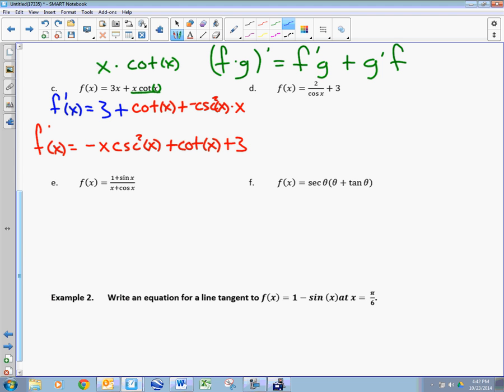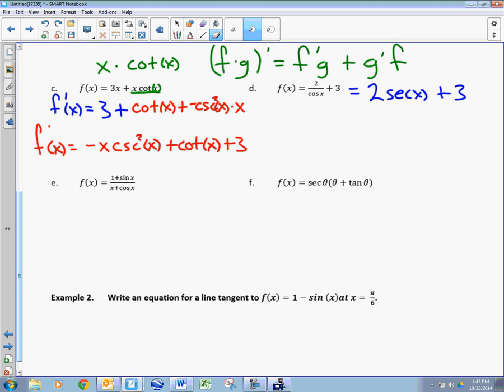For D, you may look at it and say, let's use the quotient rule. No, let's rewrite it. Instead of writing 2 divided by the cosine of x, I can write 2 times secant of x. If you're wondering how I did that, you should remember that secant of x is equal to 1 over cosine of x.